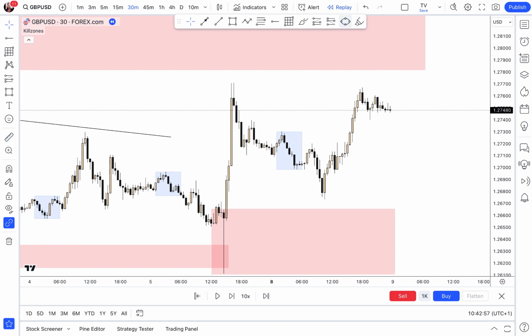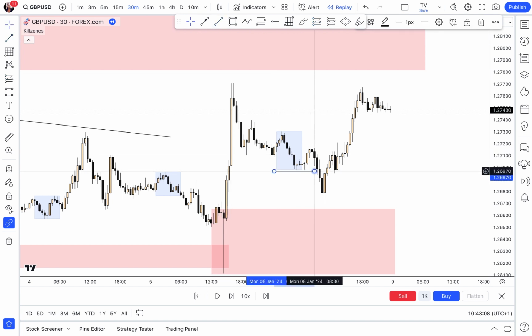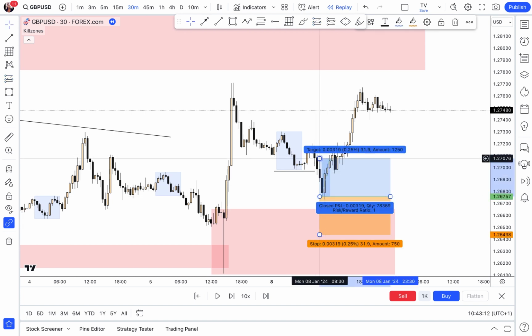Remember I said at the beginning of this video that if I was looking to buy in the market, I'll wait for the Asian range low. This is the Asian range low to be taken. I'll wait for this Asian range low to be taken, then get into my buy trades.